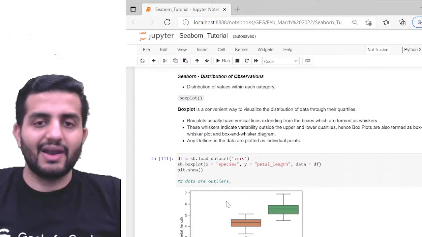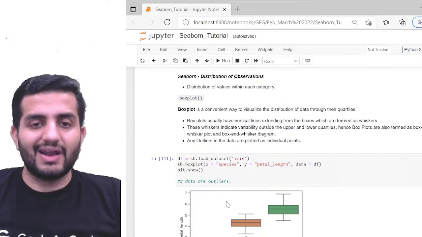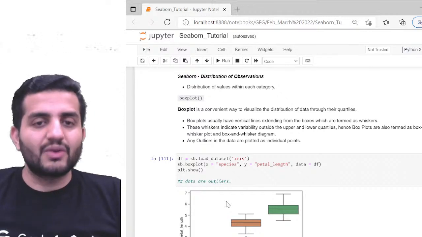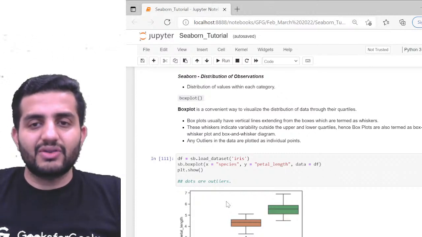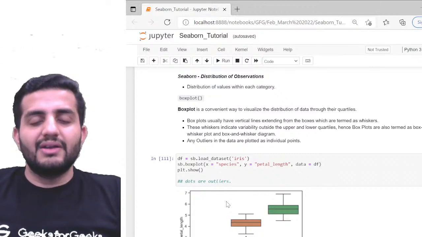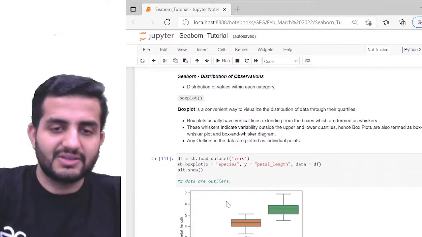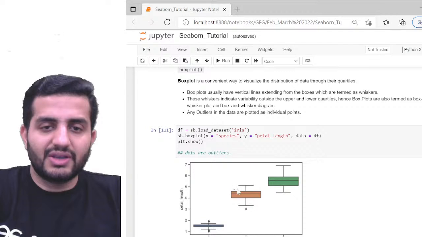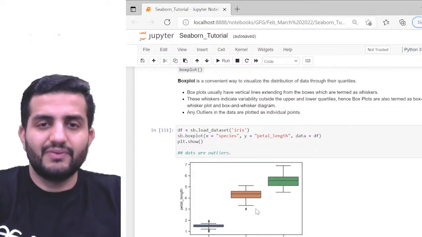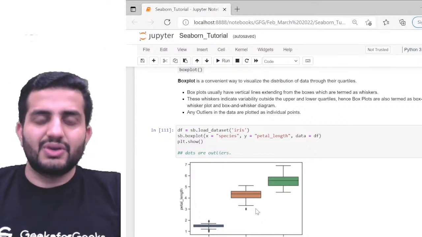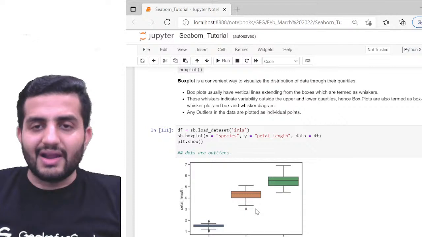So what do I mean by quartile? 25th quartile, 50th quartile, and then 75th quartile. So basically first quartile, second quartile, third quartile, the percentiles of the values, right? So here we are trying to visualize the data through their quartiles. A box plot usually has vertical lines extending from the boxes which are termed as whiskers. Here you can see these whiskers, the top and the bottom whiskers, which are vertical lines extending from the boxes. These whiskers indicate variability outside the upper and the lower quartiles.